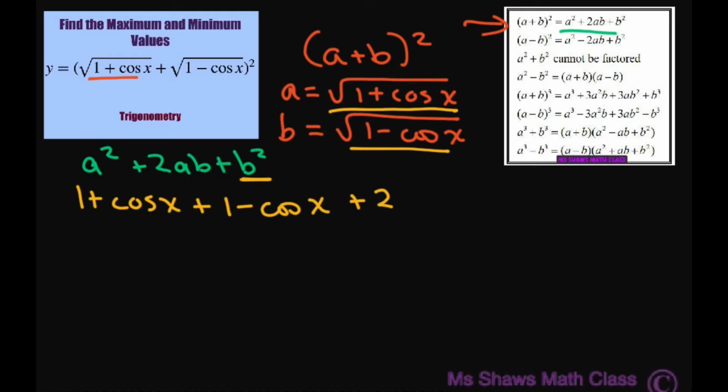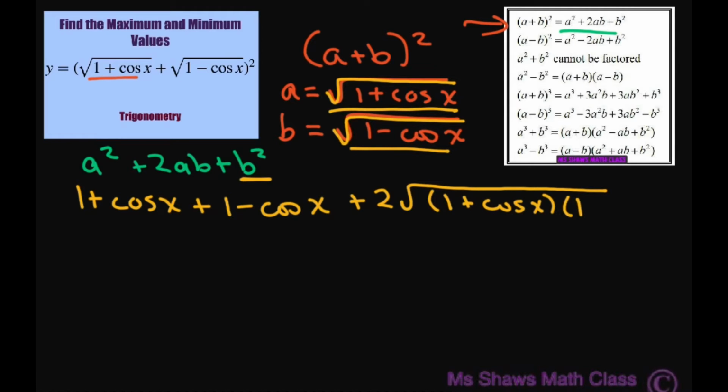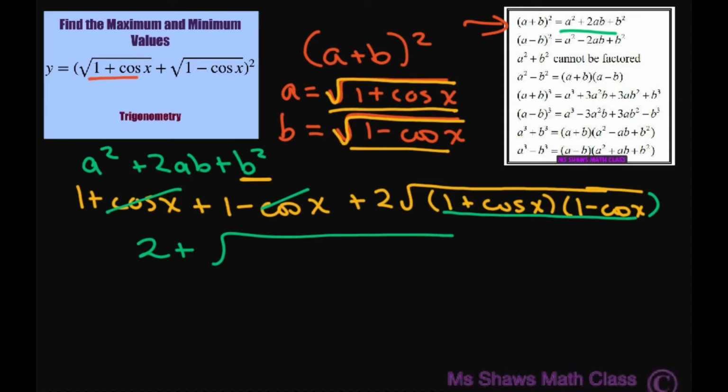So 2 times the square root, I'm going to put it all together. Since they're both the same root, square root, we can put this together: 1 plus cosine of x times 1 minus cosine of x. All right, let's see what happens here. The cosines cancel. So we're going to have 2 plus, now for this piece, this is the difference of squares formula. So that's going to be 2 times the square root of 1 minus cosine squared of x.